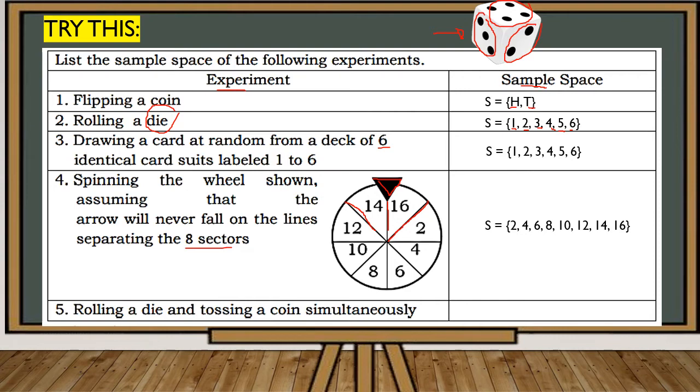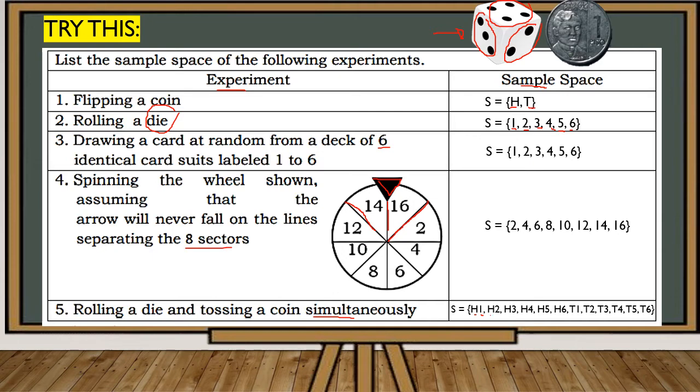Next, rolling a die and tossing a coin simultaneously. Simultaneously means we're doing it at the same time. So when you roll a die and toss a coin simultaneously, sabay. When you roll a die and tossing a coin, what are the possible outcomes? Dunganan mo sila. Roll a die and toss a coin. So it's either you will get, so the possible outcomes are here. So it's either you will get, sa coin, you will get head and 1. Pare sila.